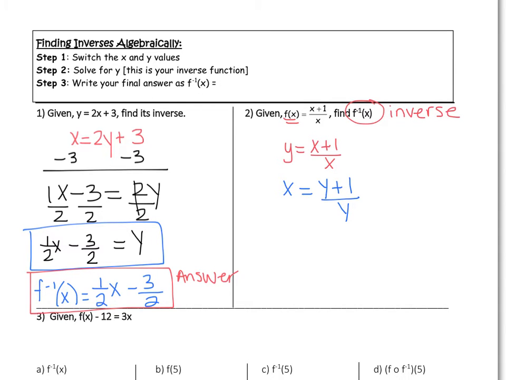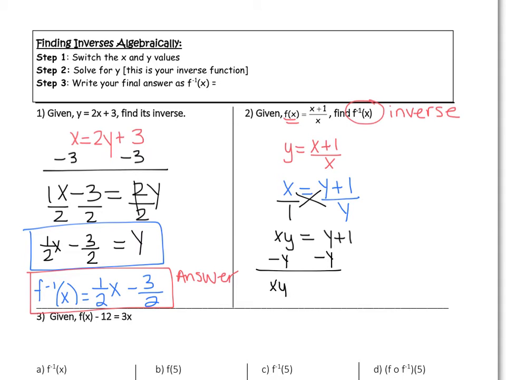Now, this looks like a fraction on one side, not a fraction on the other. So I could put this over 1, and I can cross multiply. So x times y is xy. y plus 1 times 1 is y plus 1. Now, half of you may be thinking, my next step is to solve for y. This one's a little funky because I've got a y on this side and a y on this side. So the best way to solve this is to put the y's on the same side.